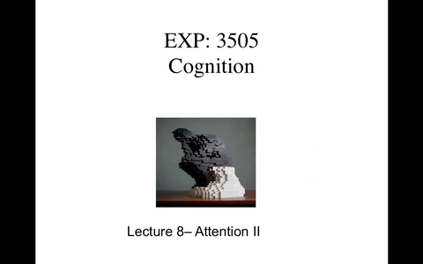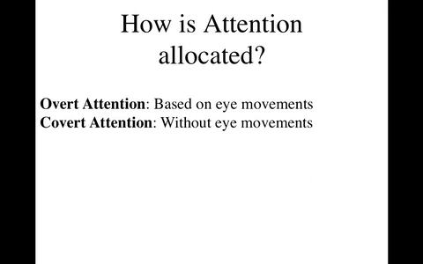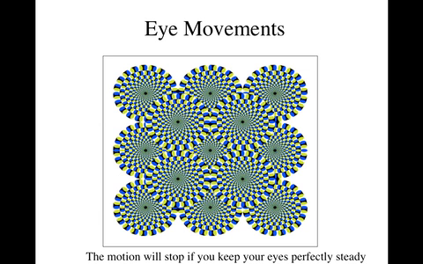Okay, we start lecture 8, which is the second lecture on attention. We discussed how attention is allocated. Overt attention is based on eye movements, and covert attention is without eye movements. Even though eye movements are typically very strongly correlated with attention, usually where we're paying attention is where we're fixating, as we saw, covert attention is also possible. So attention is really about what you're processing, not, for instance, what you're looking at in the sense of what's in the center of fixation.